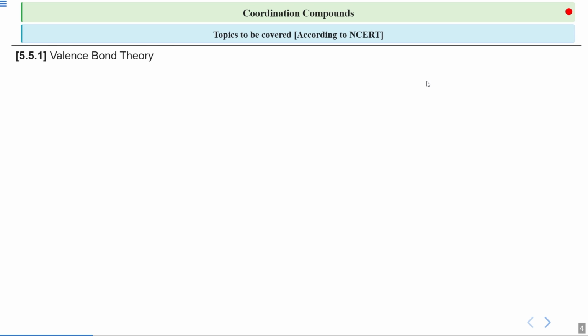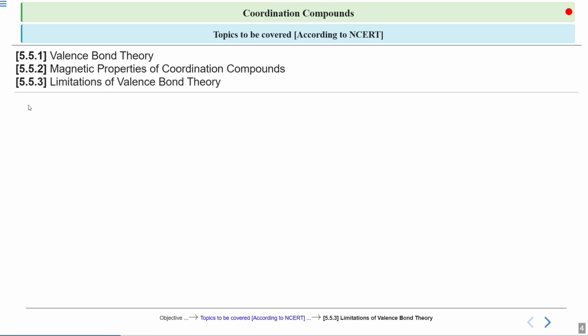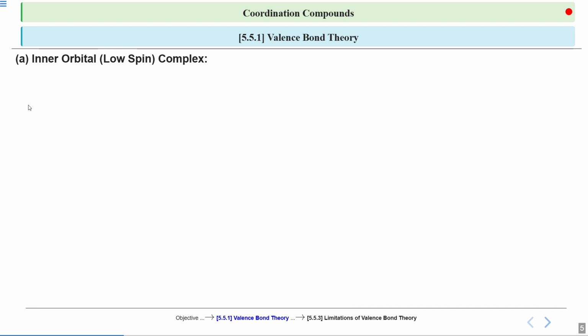Let's see the topics that we are going to cover today according to the NCERT. The first is the valence bond theory, subsection 5.5.1. Then the next subsection 5.5.2, which is magnetic properties of coordination compounds. Then our next subsection, that is 5.5.3, that is limitations of valence bond theory. So let's begin with our first topic, that is 5.5.1 valence bond theory.